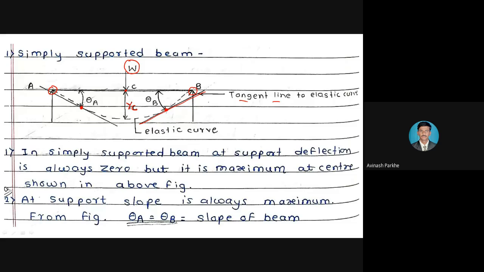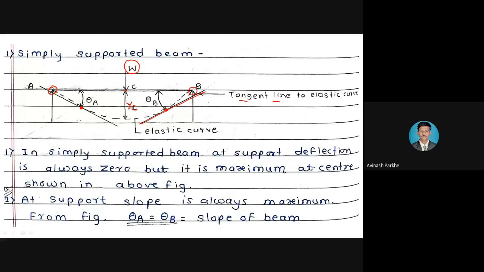And the angle between this tangent and the original axis, meaning AB perfectly straight, the angle between that original axis and this tangent, that angle is called a slope. Therefore at the left side the angle is represented by theta A, which is called the slope at point A, and at the right side theta B represents the slope at point B.